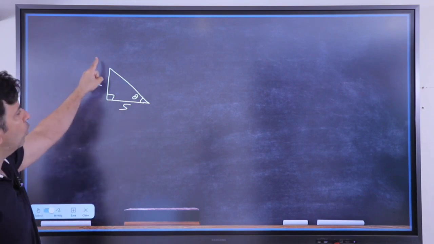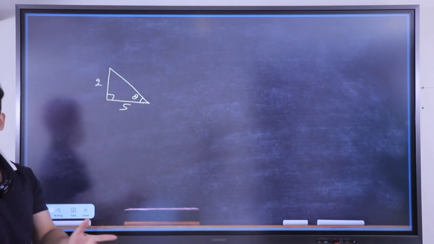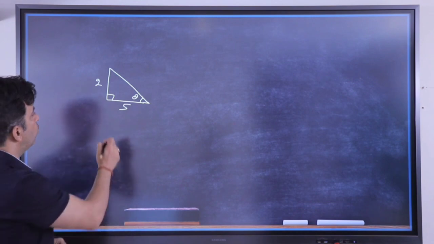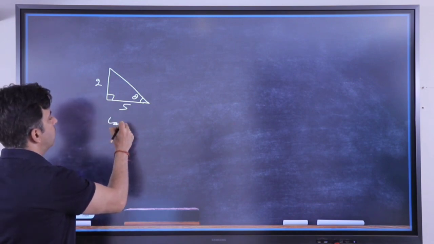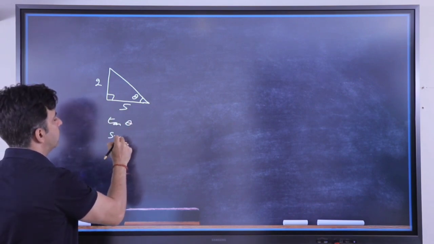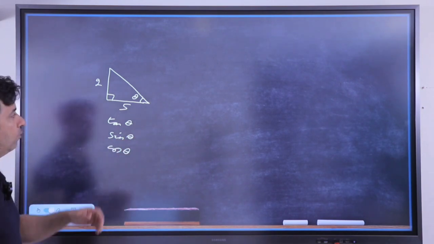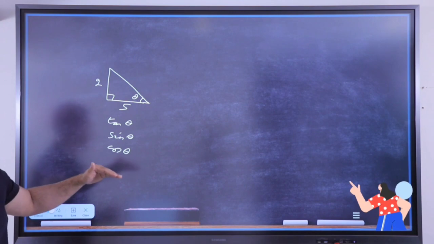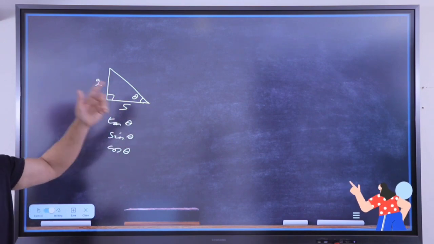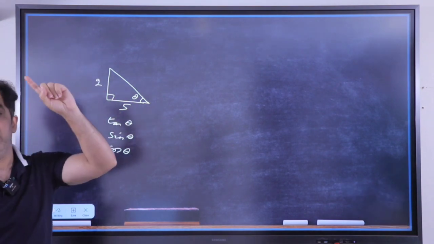Now someone has not given me this side. And we are told to find tan theta, sine theta and cos theta. This is the question. We are told to find all these three trigonometric ratios and one side is not given. So we have to remember Pythagoras' theorem.